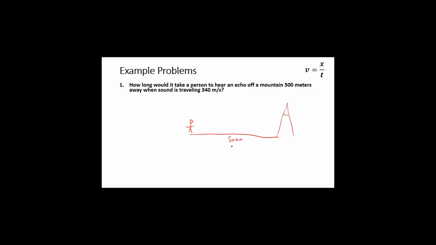Is that how long the echo is going to travel? 500 meters? What does the echo have to do? It has to go there and come back. So let's go ahead and draw this. So this was the actual distance. See how they gave you distance to the mountain? Well, I'm going to follow the echo. The echo has to go there and come back. So what's the actual distance of the echo?